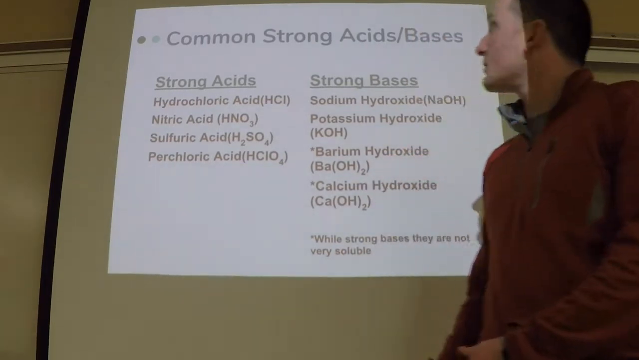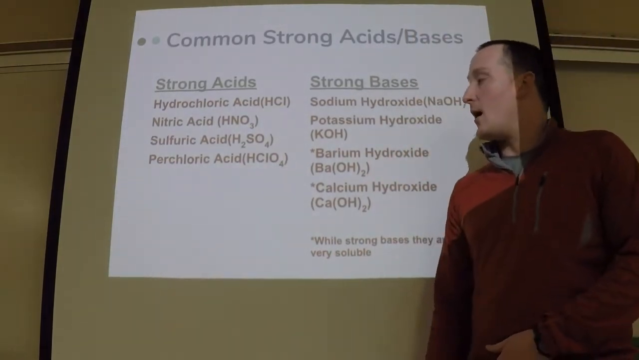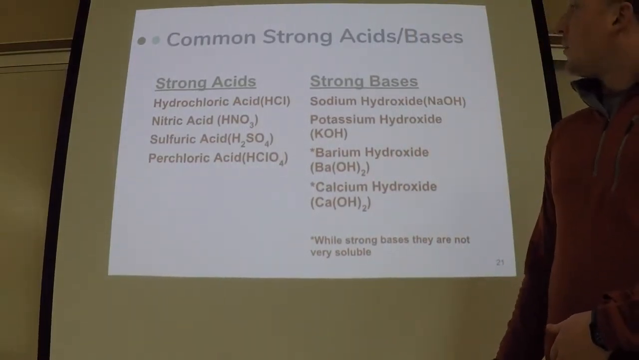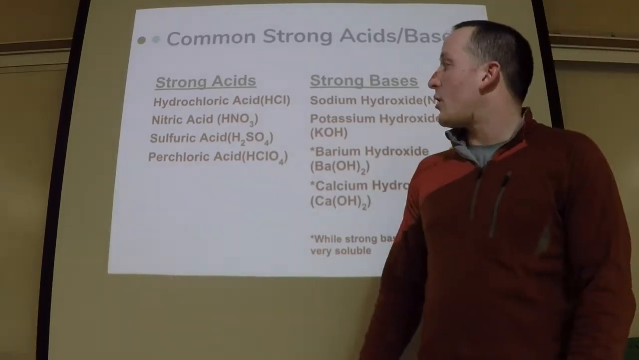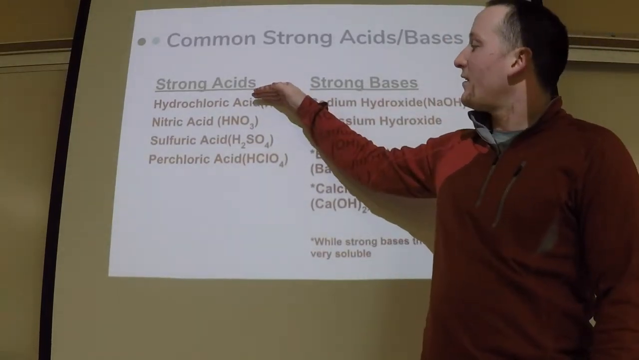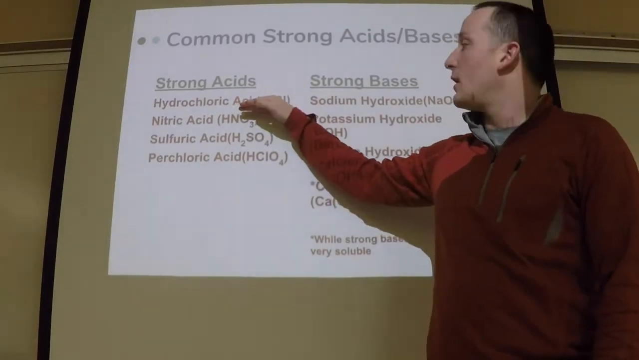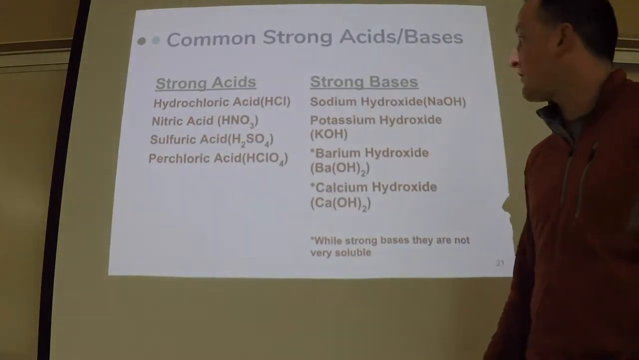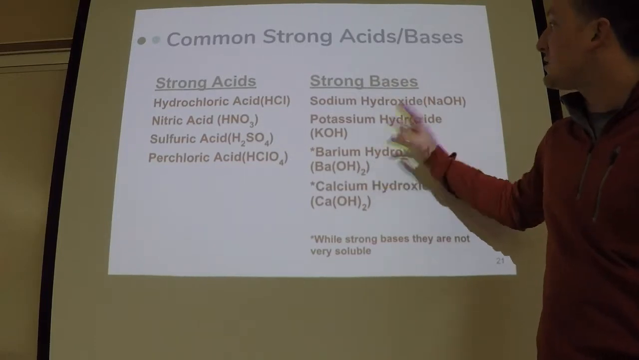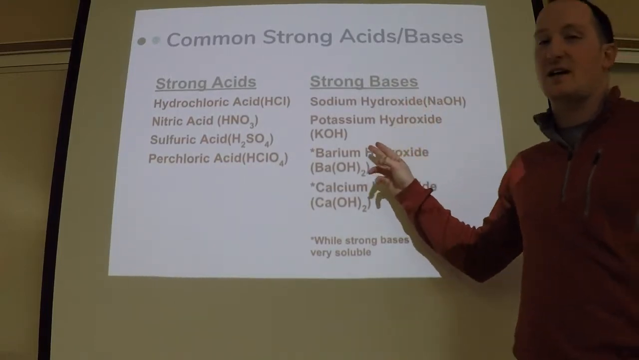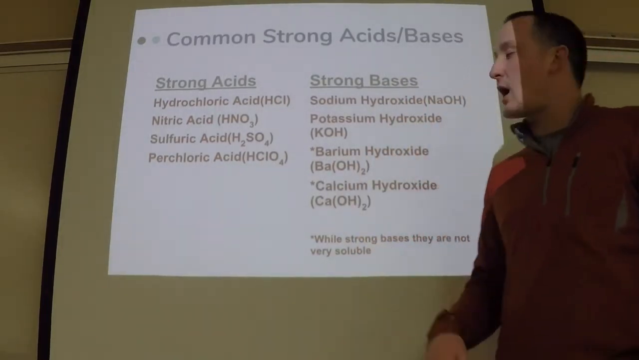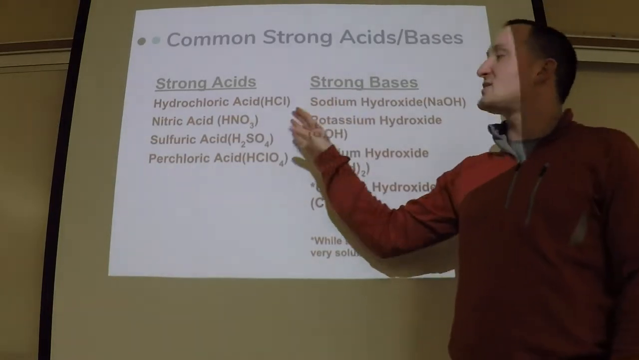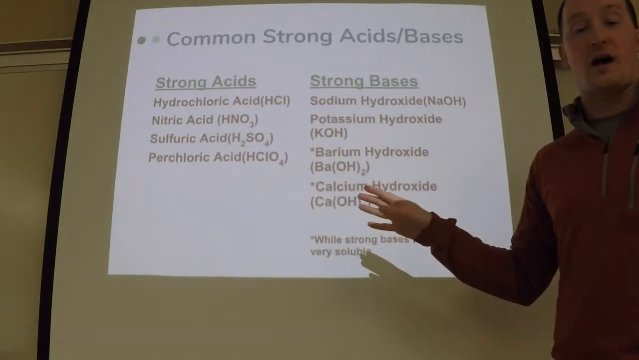Now, here are some common acids and bases. Probably the main ones that you need to know would be, I would say, these three here. Hydrochloric acid is probably the most common strong acid you've heard of. Some strong bases are probably sodium hydroxide and potassium hydroxide. Those are probably your most common ones.